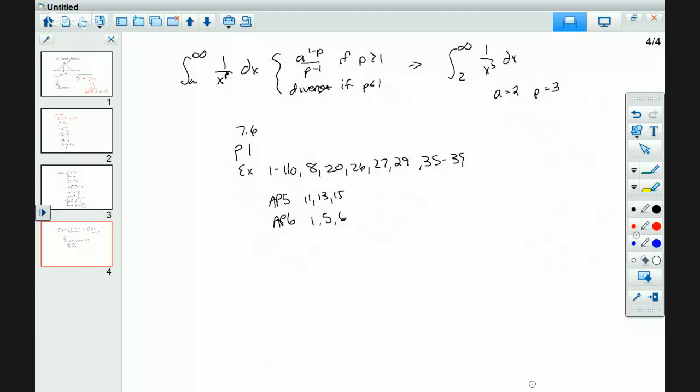If you don't understand this, think A is 2. Here's an example. A is 2, P is 3, right? So I'm just going to plug them in. That's the area under that curve. So it's just an algorithm that gives you the answer if you want it.